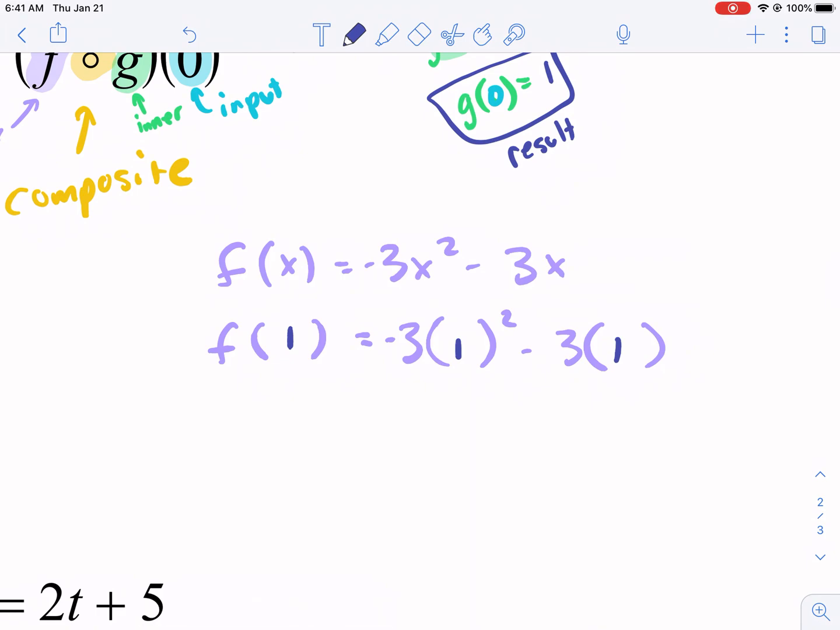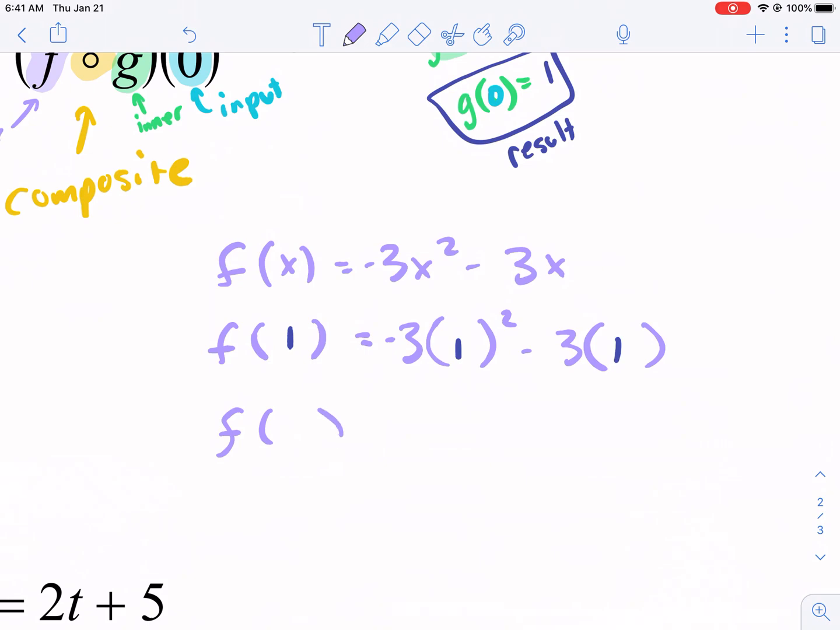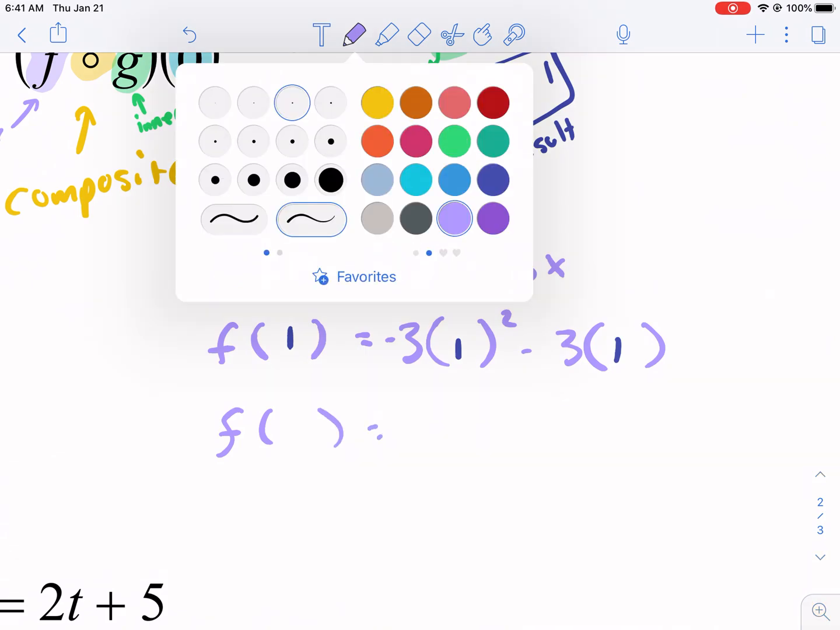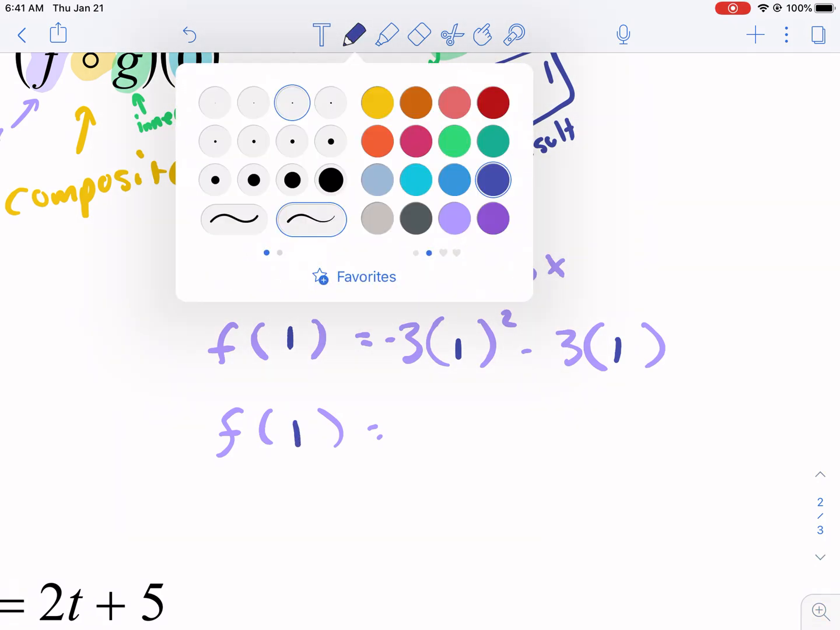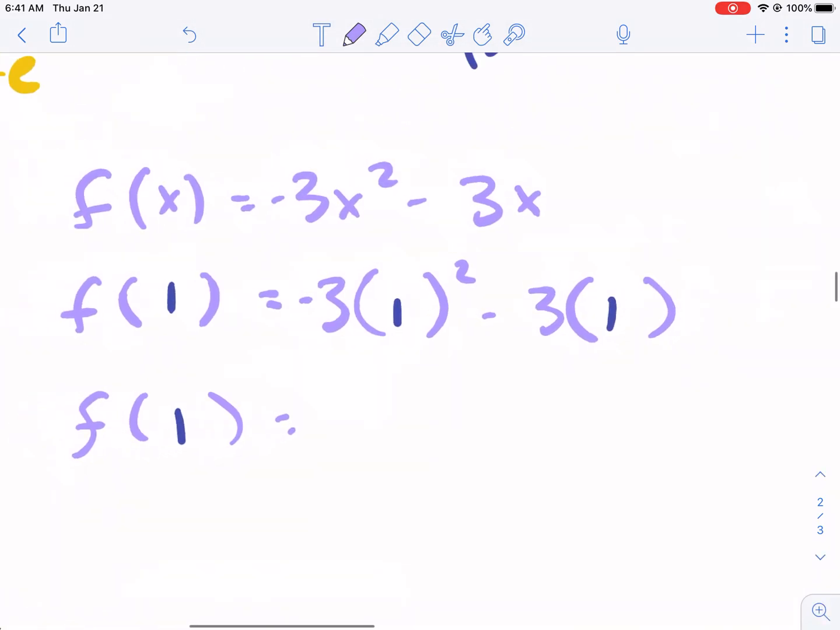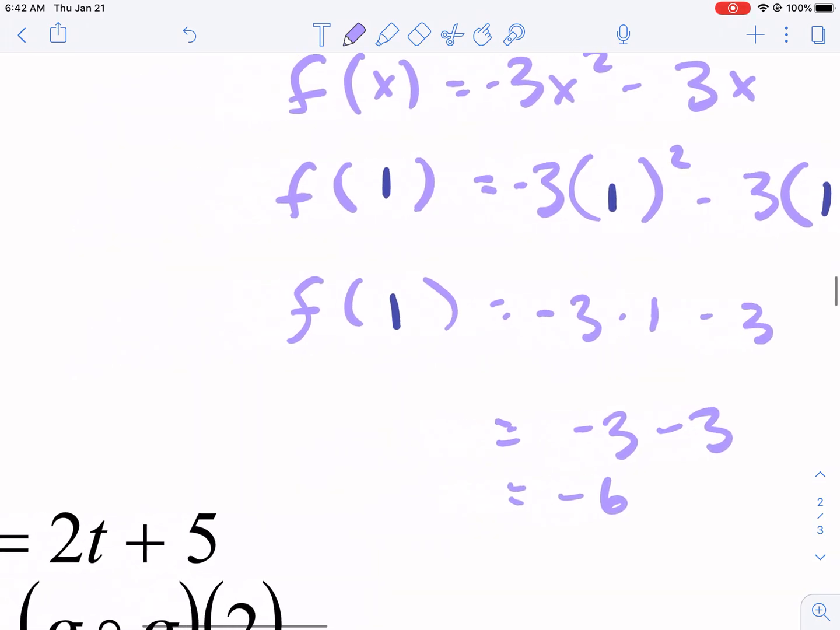What do we do from here? Well, we're trying to evaluate for f of 1. Okay, this is our whole point. f of 1. That's what we want to find. Okay, and now what we're going to do, I'm going to keep it purple, but this is 1. We do order of operations. So first thing we would do is exponents. There's nothing to do in parentheses, so we move on to exponents. We get 1 squared is 1, negative 3 times 1, minus 3 times 1 is just 3. So we get equals negative 3 times 1, negative 3, minus 3. That equals negative 6.